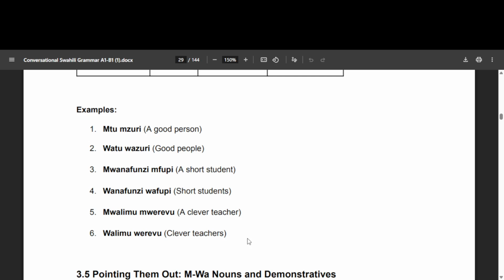I'll give you a challenge. In your notebook, try to describe any person. Try to describe a friend. A good friend. How will you say good friend? How would you say a short friend? How would you say a thin, a bad friend? In your notebook. Both singular and plural forms.